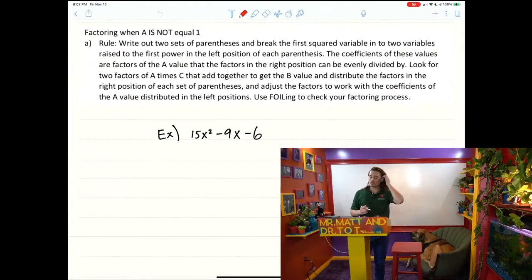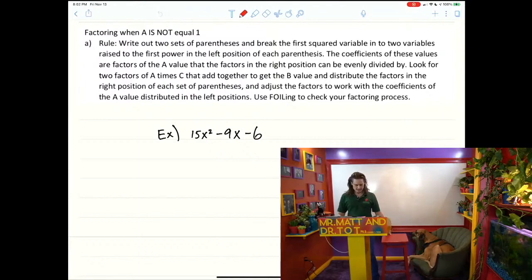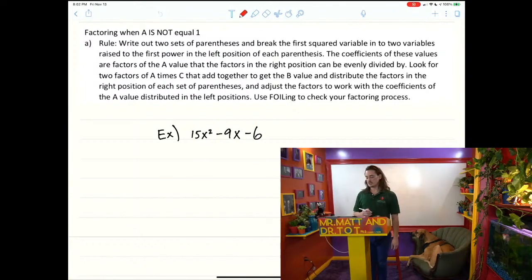So for a more detailed overview of factoring when a is equal to 1, I would recommend looking at the stream number 1 that we did on Monday. I'm going to go right into the more complex factoring form when a is not equal to 1. I find this is where students have a lot of trouble and get a little bit more confused.